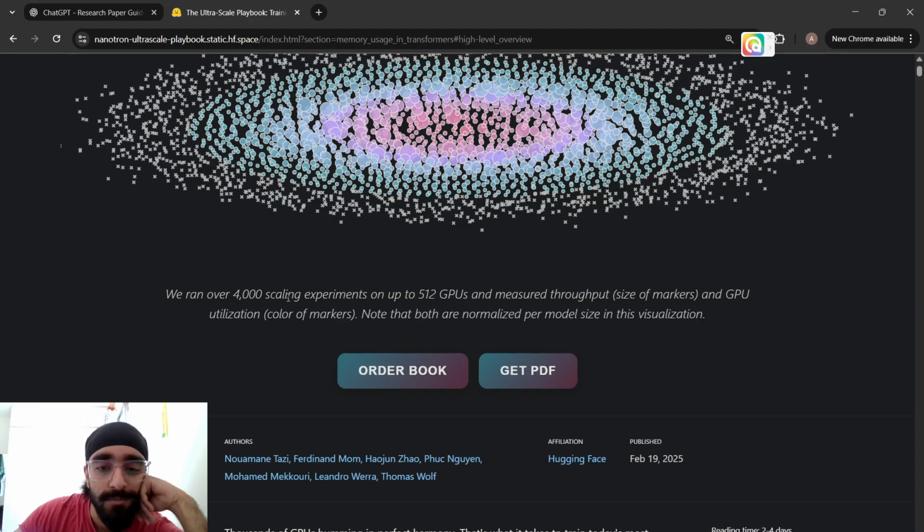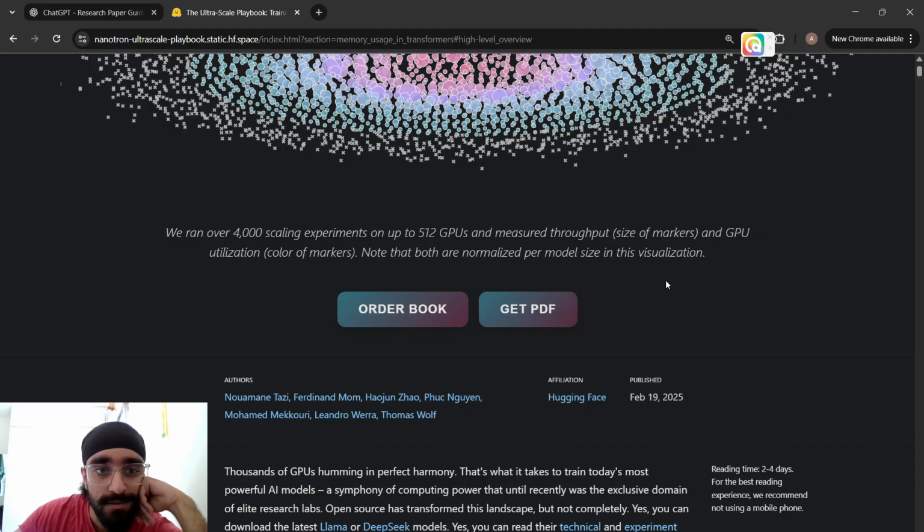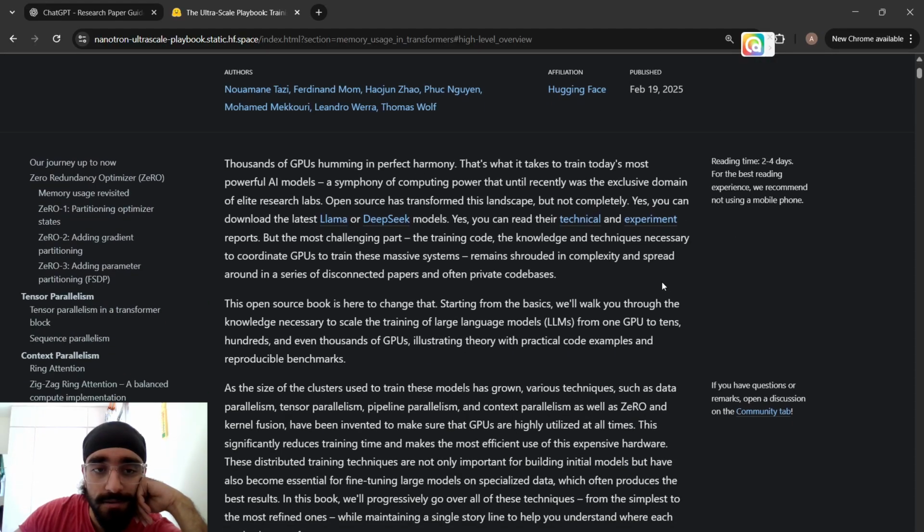So it seems like they ran multiple experiments, and throughout they checked the GPU utilization. And okay, that's why it takes a symphony of computing power. Elite research labs. Until recently this was the exclusive domain of elite research labs. Why? Even now, right? I don't know. Oh, open source has transformed this landscape completely, but not completely. Yes, you can read there, but the training code.